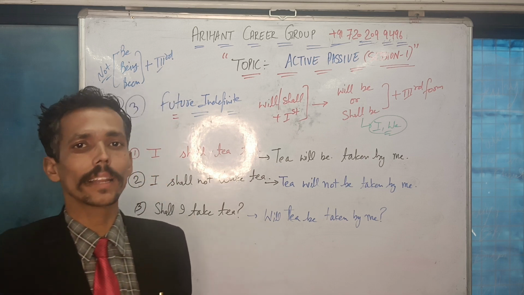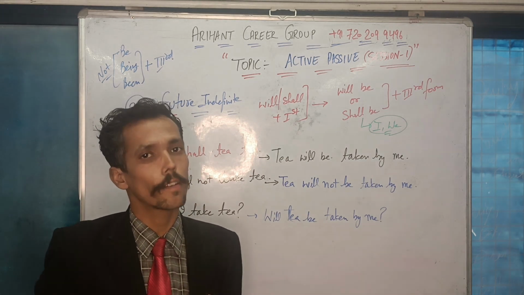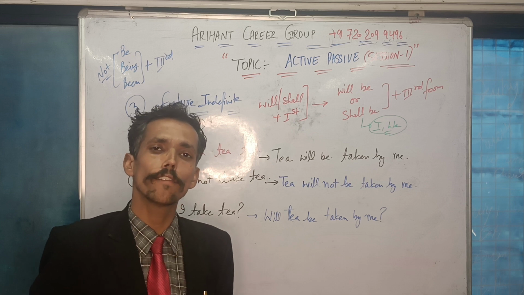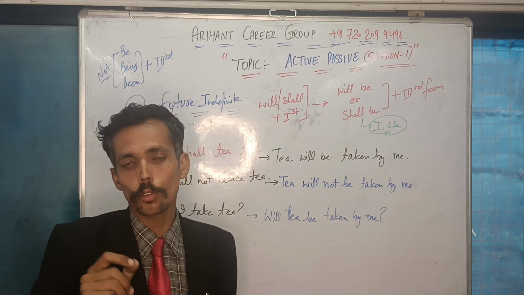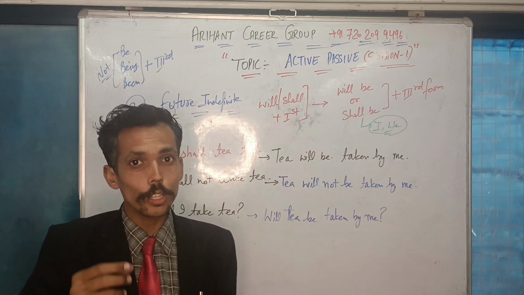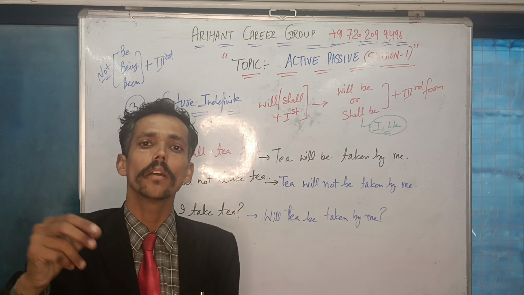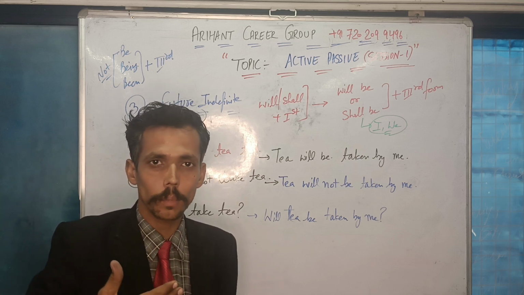And the third tense that I discussed with you was future indefinite. In case of future indefinite, you were given will or shall plus first form. In answer, you used either will be or shall be plus third form. So in case of negative, you are using will not be, shall not be. In case of interrogative, you are using will or shall at the beginning, then subject, then be.